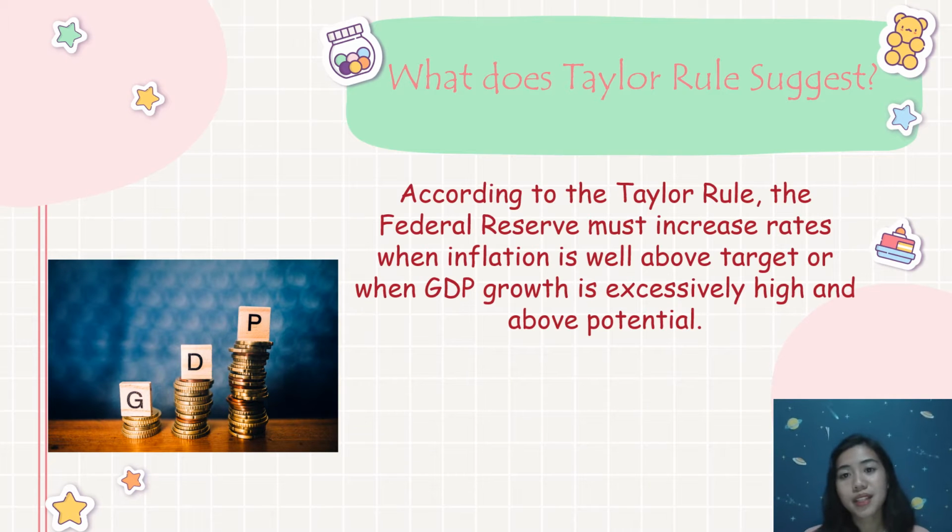So what does the Taylor rule suggest? According to the Taylor rule, the Federal Reserve must increase rates when inflation is well above target or when GDP growth is excessively high and above potential. It also implies that the Fed should decrease rates when inflation falls underneath the desired level or when the GDP growth slows and falls short of its potential.